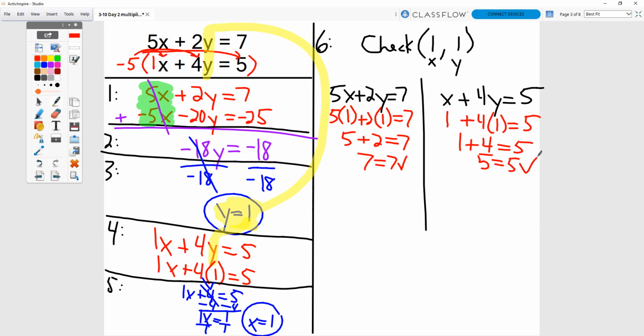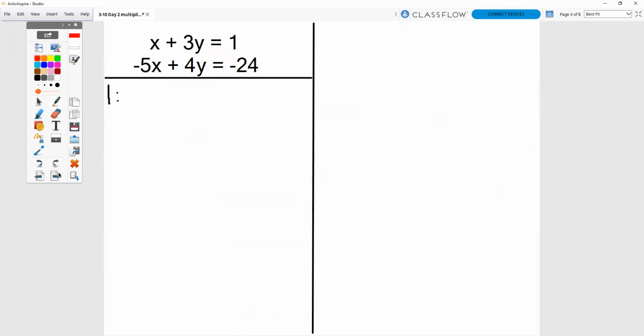It checks. Remember that it has to check in both equations for it to be the correct answer. If it only checks in one but doesn't check in the other, it is not the correct answer. If it doesn't check in either one, it's not the correct answer. So my 2 final answers here are x equals 1 and y equals 1. Let's take a look at the next one.